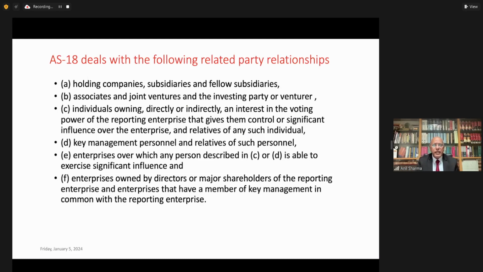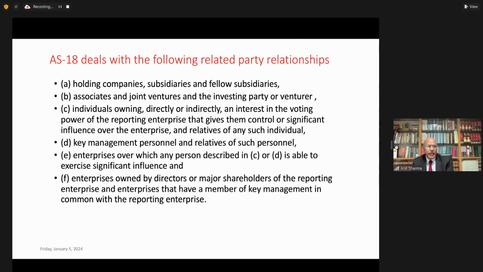And very specifically, to sum up what we have just mentioned, AS 18 deals with certain related party relationships, which are holding companies, subsidiaries and fellow subsidiaries. This is the one part which comes through control. Associates, joint ventures and other investing or venturer parties come through significant influence. And then individuals owning directly or indirectly an interest in the voting power of the reporting entity, that gives them control or significant influence over the enterprise. So the first is with regard to the corporate, and the second is with regard to the individual.